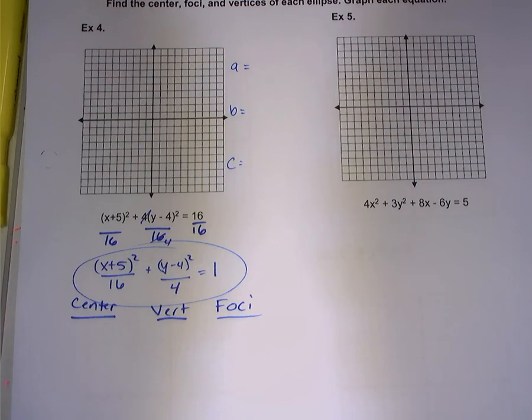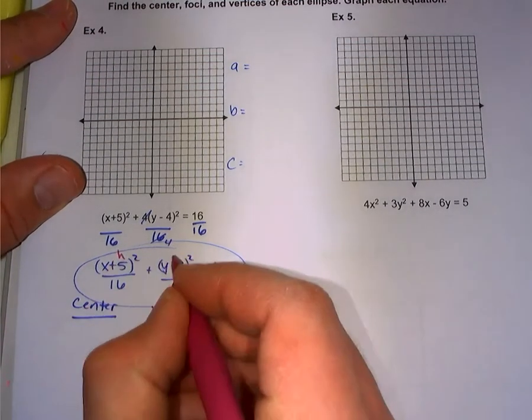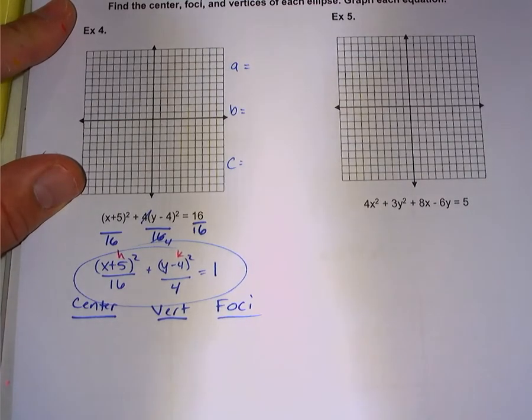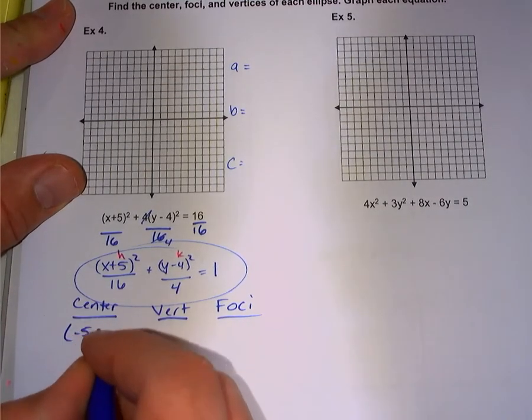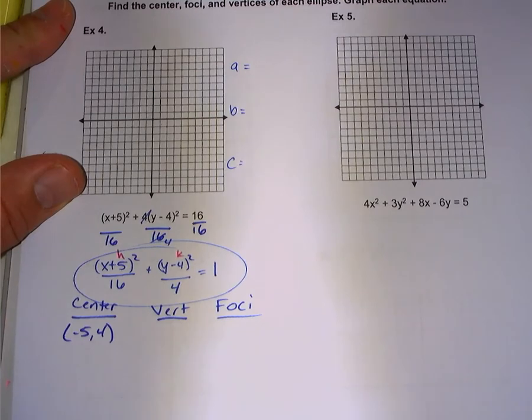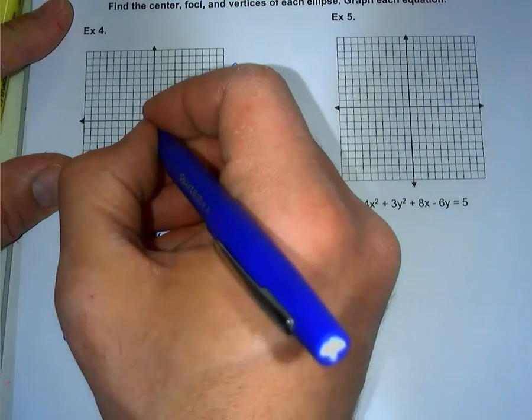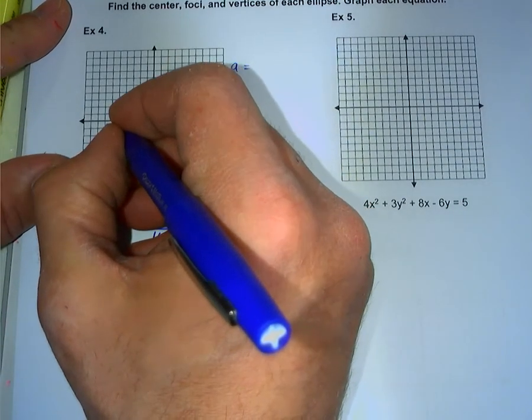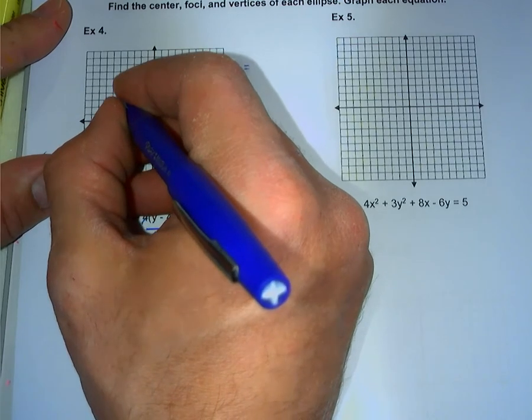Dom, what's H and K, bud? H and K are -5 and 4. There you go. H is with X, K is with Y, opposite of what you see. Dom said -5, 4. Boom. So we go ahead and graph that guy. We go over 1, 2, 3, 4, 5, up 1, 2, 3, 4. I'm in quadrant number 2.